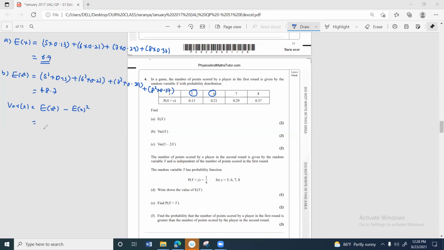E(X squared) is 48.7 minus E(X), which is 6.9 squared, which we already got. From this you get the variance of X as 1.09. Then C, the variance of 3 minus 2x. According to the previous theory, plus 3 or minus 3 doesn't make any effect. Therefore, minus 2 squared times the variance of x would be the answer. That is 4 times 1.09, which is 4.36. That's a simple way of getting the answer.